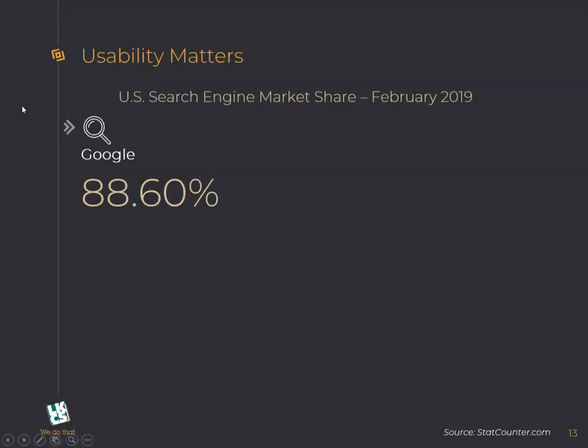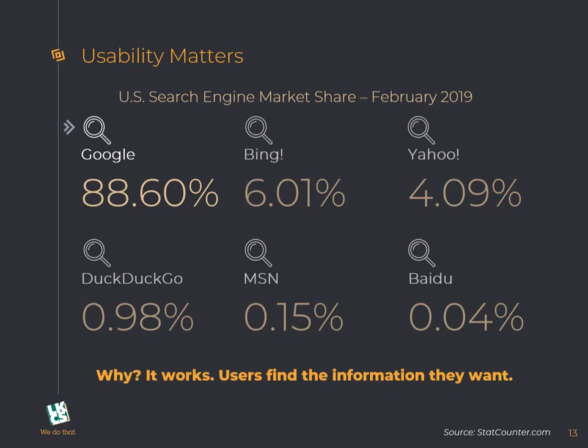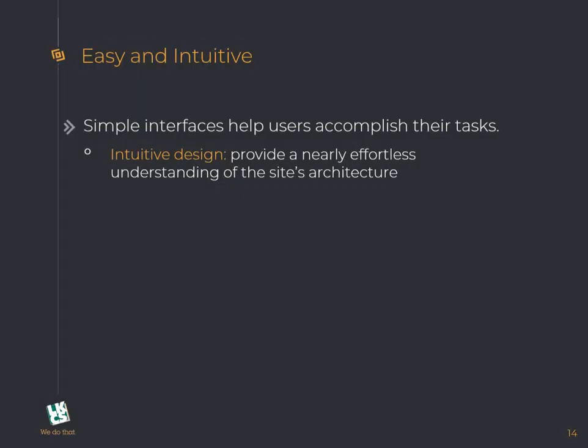And you know what? It works, because if you've sat in on any of my online marketing presentations, you've probably seen a slide similar to this. In the US, Google controls 88.6% of the search engine market share. 88.6%? I mean, the other search engines might as well not even be around. So usability matters, and why does Google have that kind of market share? It's because it works. Users find the information that they're looking for. Google didn't design the page that way just because they wanted to. They figured out very early on that having a page like that works. So let's learn from that. Let's make our pages and our websites easy and intuitive, because simple interfaces help users accomplish their tasks.